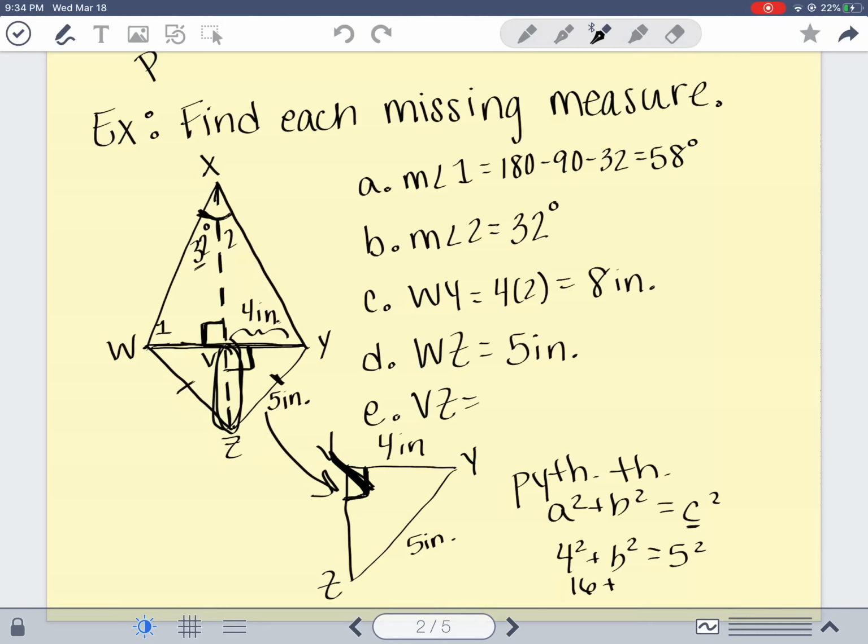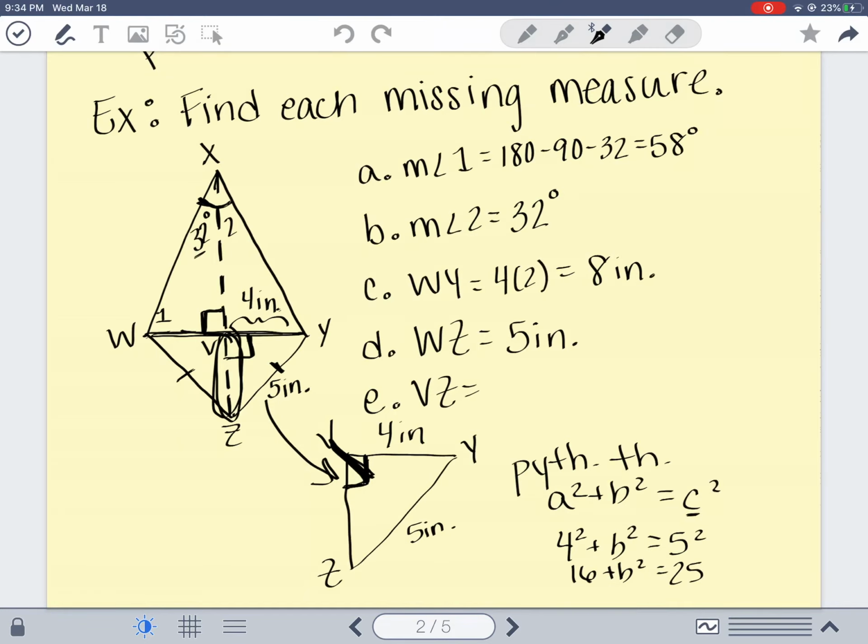So we have 16 plus b squared equals 25. Subtract that over. Don't have a whole lot of room here. So b squared equals 9. And in order to get rid of a square, we square root it. So that means b is 3. So this side over here is going to be 3 inches.